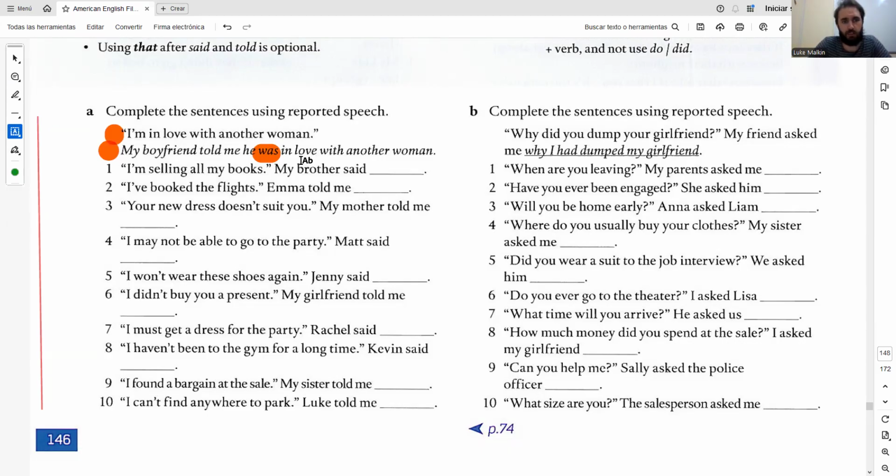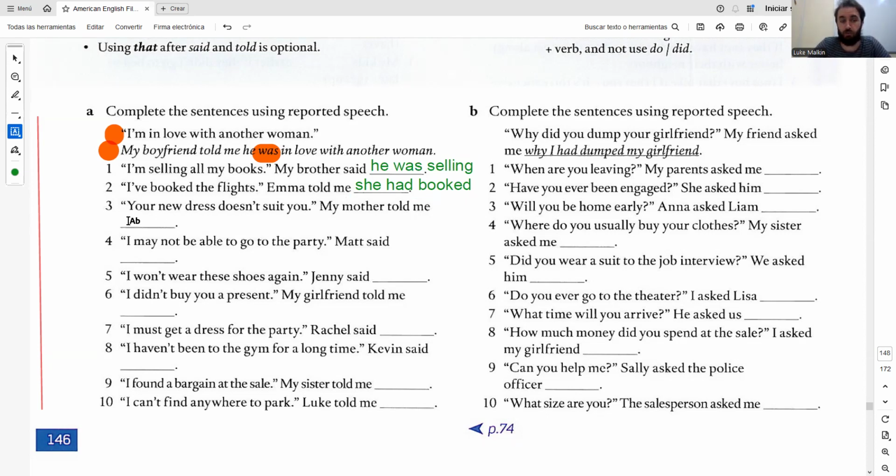Number one, I'm selling all my books. My brother said he was selling all his books. Present continuous, step back to past continuous. Number two, I've booked the flights. Emma told me she had booked the flights. Present perfect to past perfect.